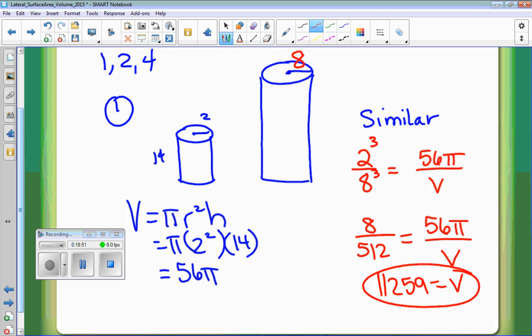So that answer, it's not in terms of pi though. So how would I get it in terms of pi? Divide by pi? You did. So 3,584 pi. The answer is D.